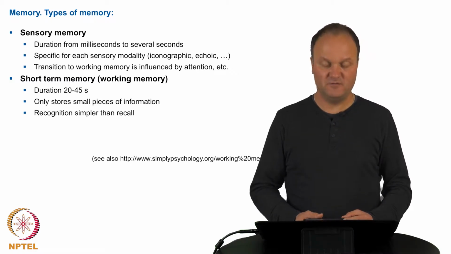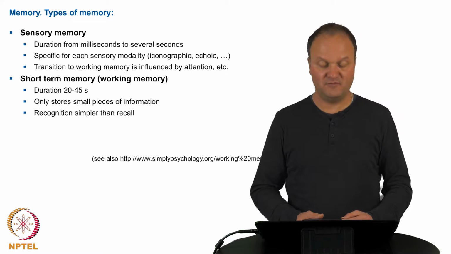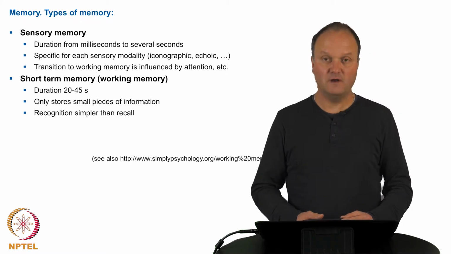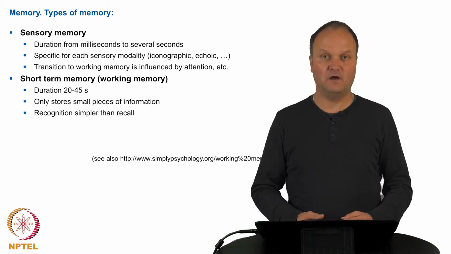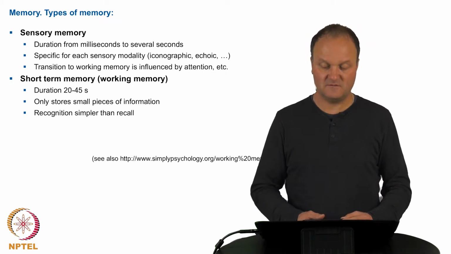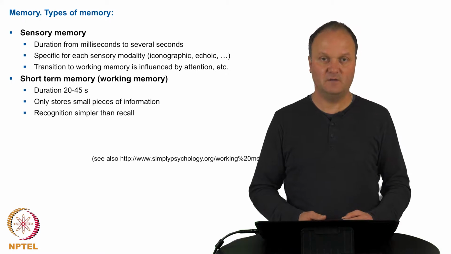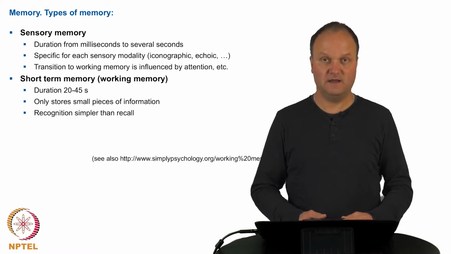If you want to store the information for longer times, then it needs to be transited to the next step, which is the working memory or the short-term memory. The short-term memory can store information for up to 20 or 45 seconds, and it organizes the information in terms of chunks or pieces of information, and the capacity of this working memory is thought to be around 7 plus minus 2 chunks of information, as stated in a popular article by Miller from 1956.